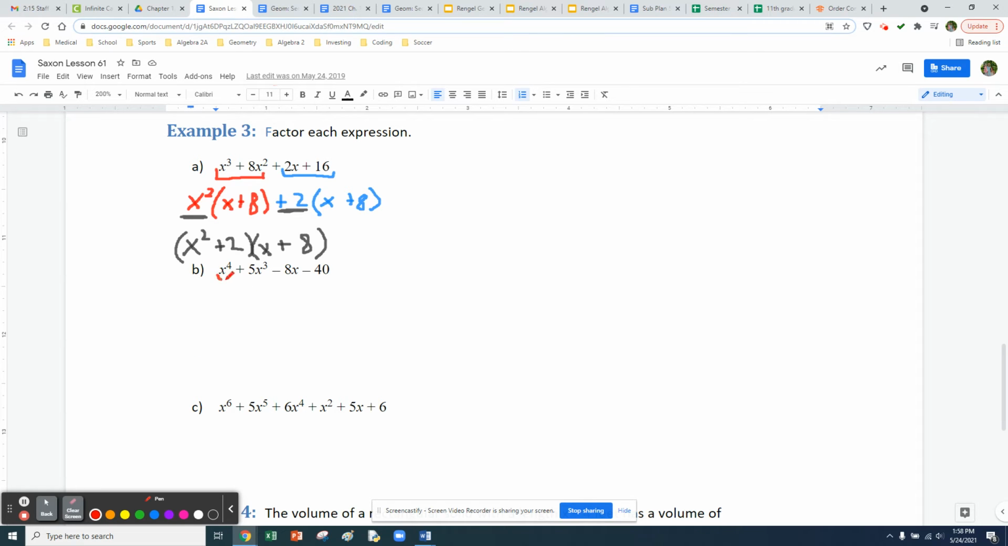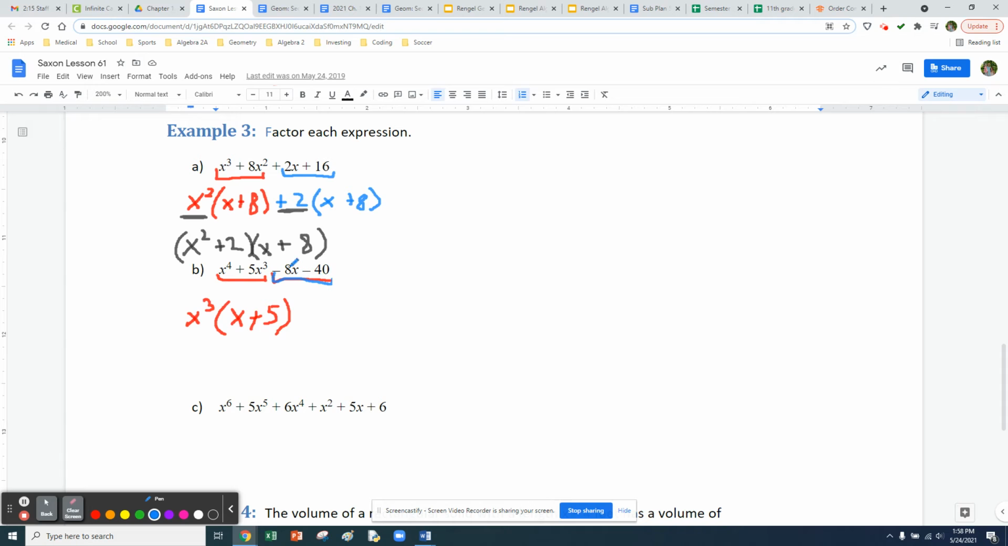We've got an x to the fourth plus 5x to the third, and then secondly, we've got a negative 8x minus 40. Looking at my first terms, x to the fourth and 5x to the third, they have an x to the third in common. Divide an x to the third out of each of those, and that becomes x plus 5.